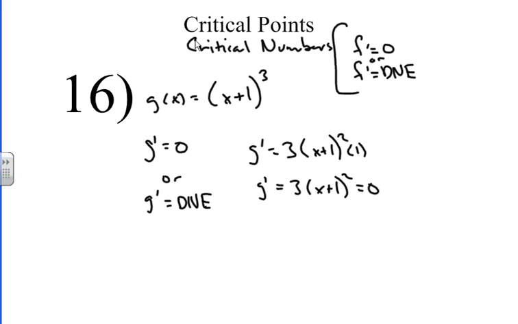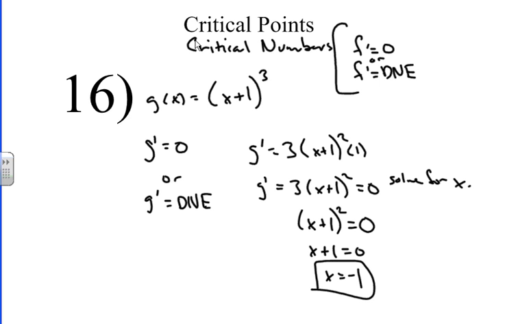So let's find this horizontal tangent. This is equal to 0, so I'm going to solve for x now. I apologize for my penmanship. From here we divide by 3. We have (x plus 1) squared equals 0. We take the square root of 0, which is 0. So we have x plus 1 equals 0, and x equals negative 1. So at x equaling negative 1, that is the critical point.